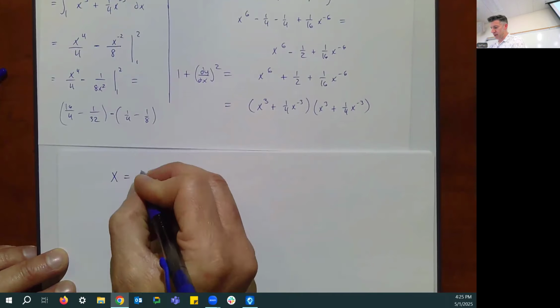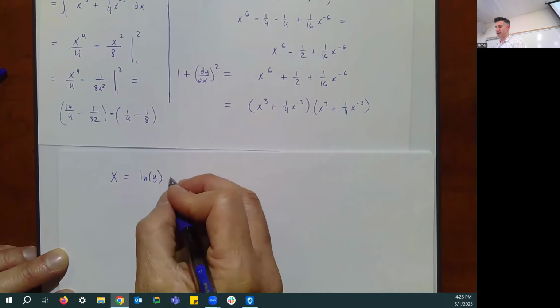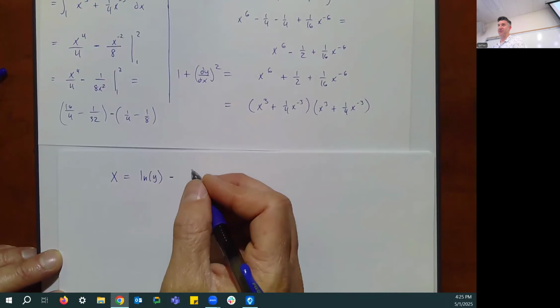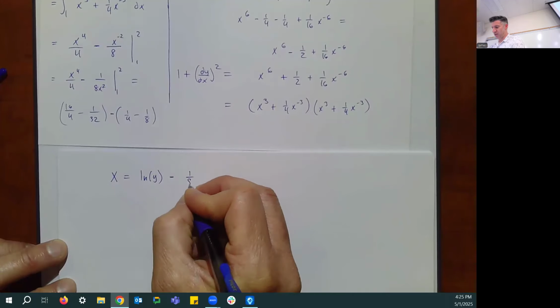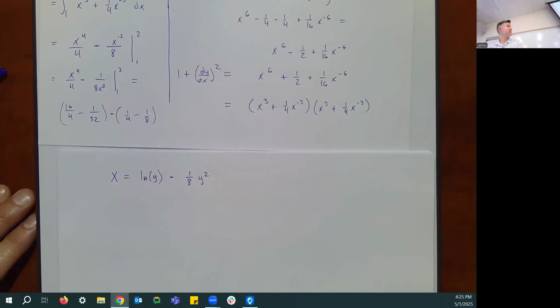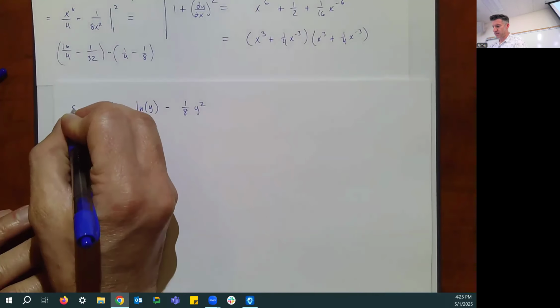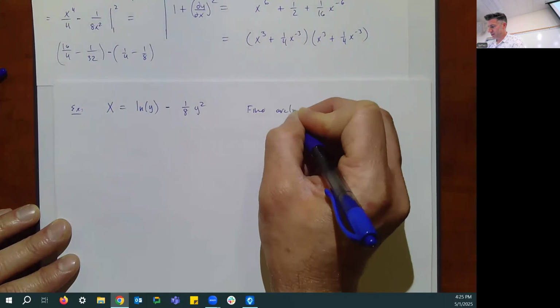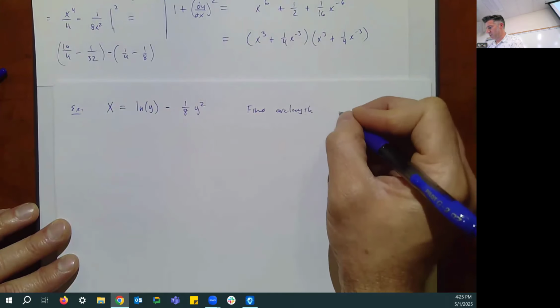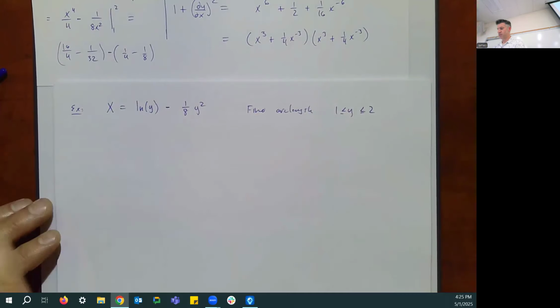X equals natural log of y minus, sorry, I have to make sure it comes out right. 1/8 y squared. Looking at this, we want to find the arc length for y between 1 and 2.